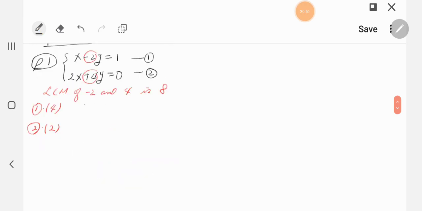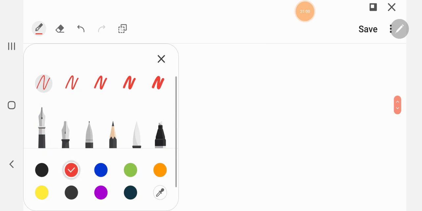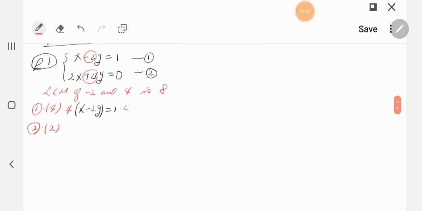So for equation 1, let me write it here. The first equation is x minus 2y is equal to 1. I want to multiply this whole thing by 4. Then this will be 4x minus 8y is equal to 4. For the second equation, 2x plus 4y, I want to multiply this equation by what? 2, right? Multiply this by 2.